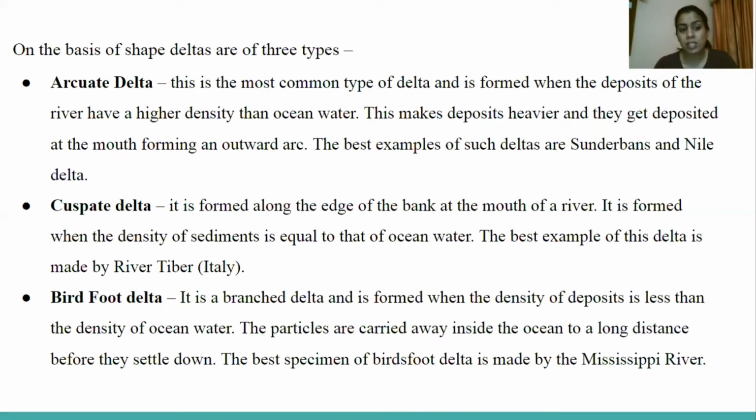The third one is bird foot delta. So what is it? It is a branch delta and is formed when the density of deposits is less than the density of ocean water. So what happens? The particles are carried away inside the ocean to a long distance before they settle down. So what is its best example? The delta that is made by Mississippi River.